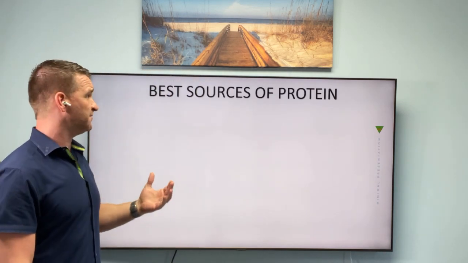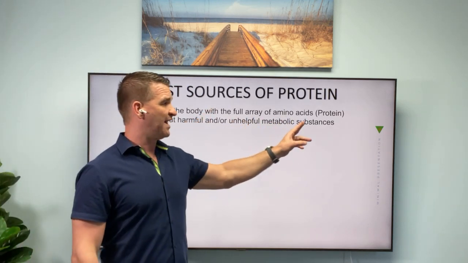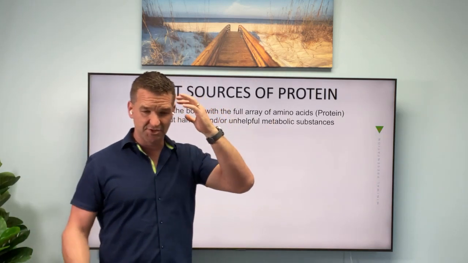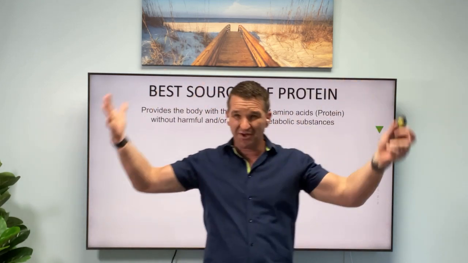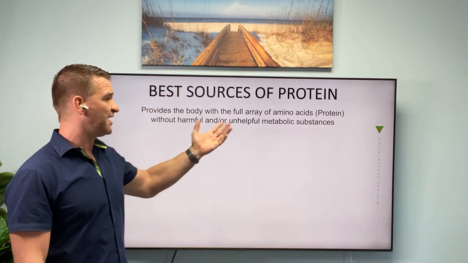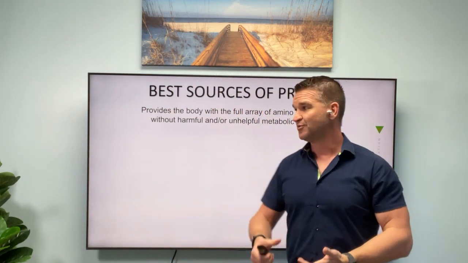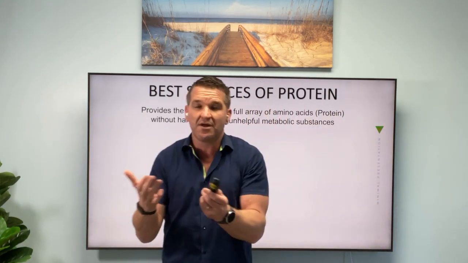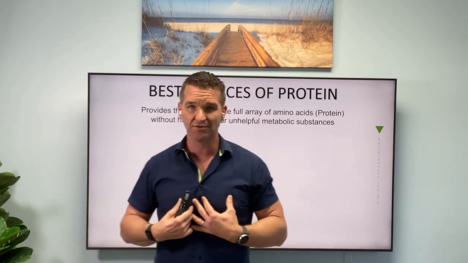Okay, so what are the best types of protein? Best sources of protein. So here's how I'm defining best sources of protein, again, just to echo what I said in the book. It provides the body with the full array of amino acids, which are basically the building blocks of protein, without harmful and or unhelpful metabolic substances, so without baggage attached. So yes, you could have some amino acids in certain foods, but then it comes with all this baggage. And when I say baggage, it's harmful and or unhelpful metabolic substances, which is what you read about in this chapter when it comes to beans, seeds, legumes, etc., which is why I would not relate to them as protein sources. Having a couple nuts here and there, fine, but don't look at it like, oh, I had a handful of nuts, I had my protein today. I wouldn't recommend it, okay?